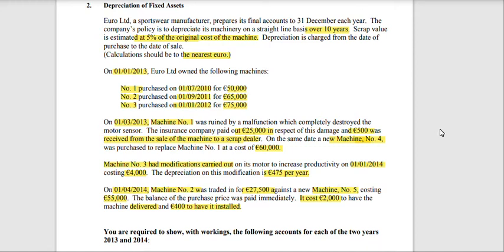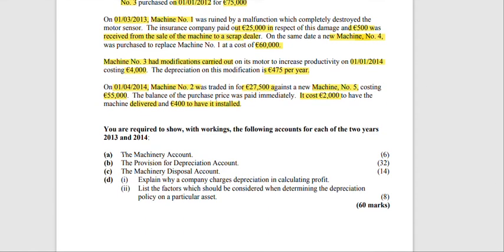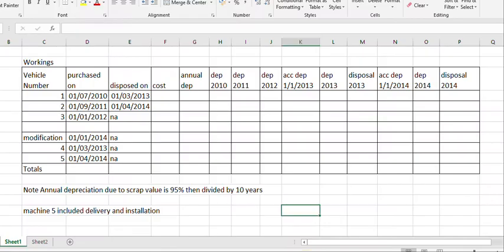So I'm just going to scroll down and see what are we actually asked. We are asked to do a machinery account, T account for 6 marks. We are asked to do a depreciation account, which is 32 marks, and a disposal account, which is 14 marks. And then we have a bit of theory for 8 marks. So this is how I go about the question. First of all, this is the table that I would create.